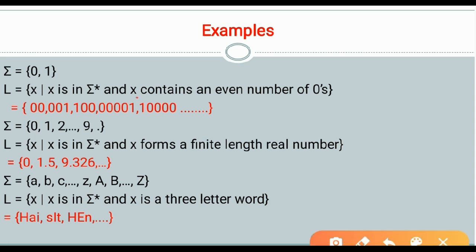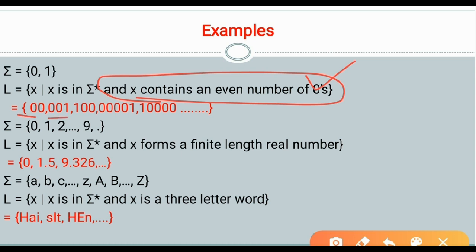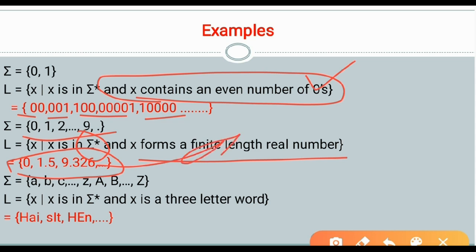Based upon our condition, nothing is mentioned about the ones. So for the even number of zeros, you check whether the zeros are in an even number or not. Coming to the second: digits 0, 1, 2 and so on up to 9, x is in sigma star, and x forms a finite length of real numbers. So you have a set of real numbers like 0, 1.5, 9.326, and you check whether your condition is satisfied or not.